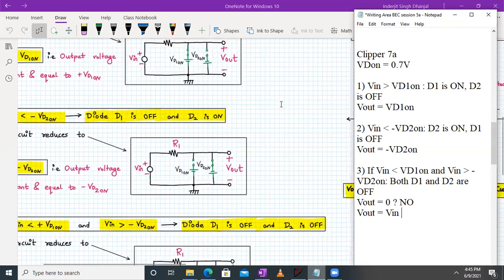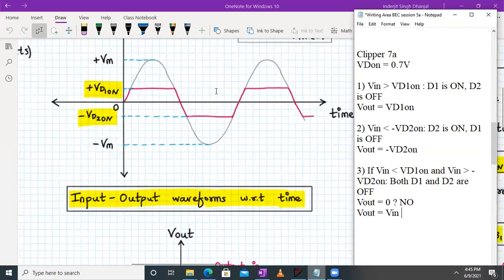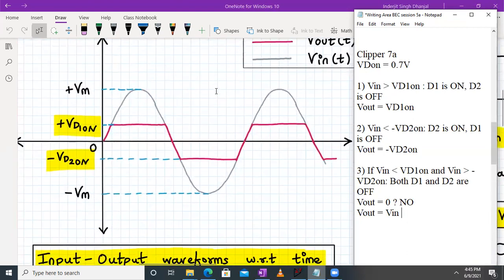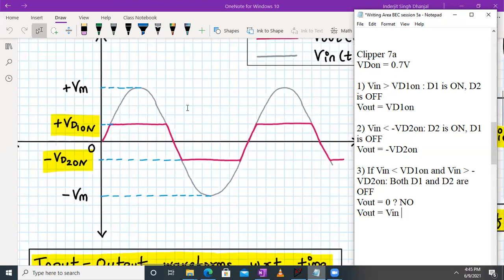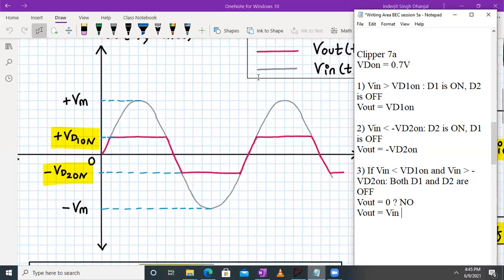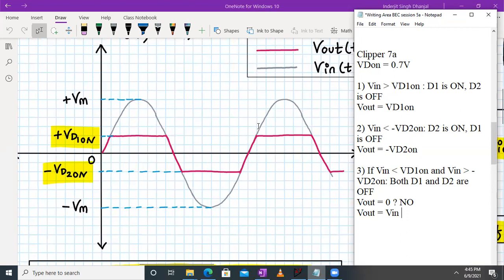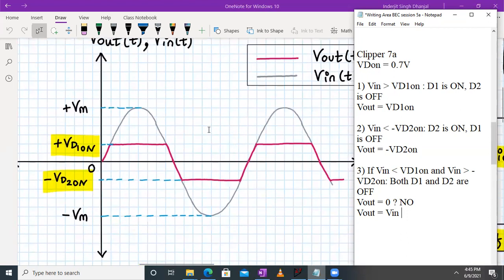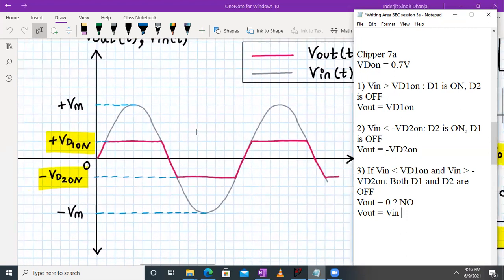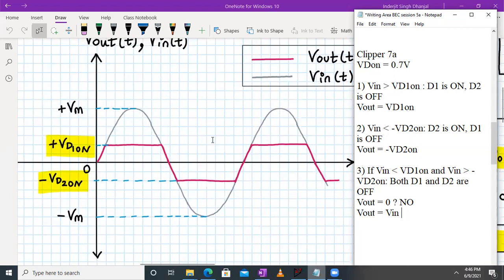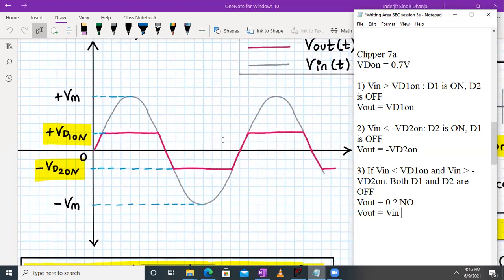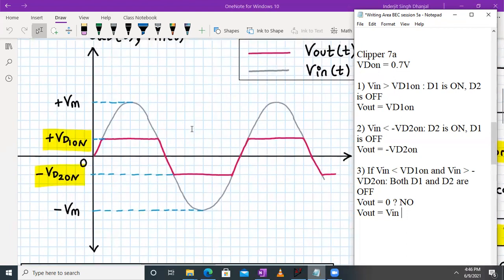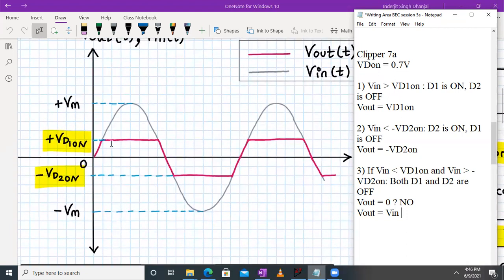Okay, now let us check the cases over here, the input output waveforms. So this is the input output waveforms. As we can clearly see, the gray color waveform is my input, and the next one, that is the V out of t, is the magenta color.